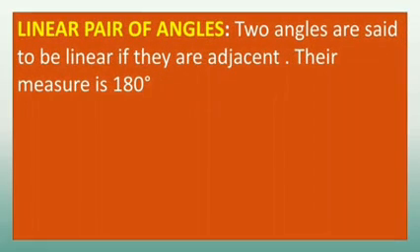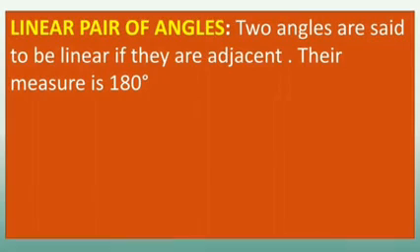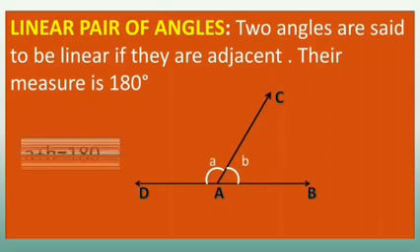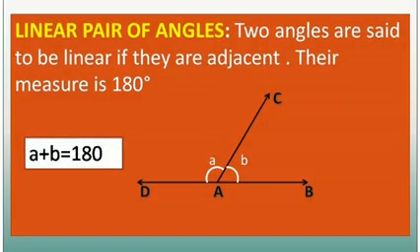Linear pair of angles. Two angles are said to be linear if they are adjacent and their measure is 180 degrees. That is, two adjacent angles are said to form a linear pair of angles if their non-common arms are two opposite rays. Here AD and AB are in the opposite direction, and angle A and angle B are adjacent angles. Then this pair makes a linear pair of angles. So A plus B is equal to 180. So we get linear pair of angles.